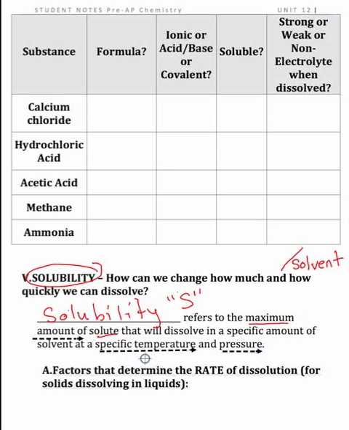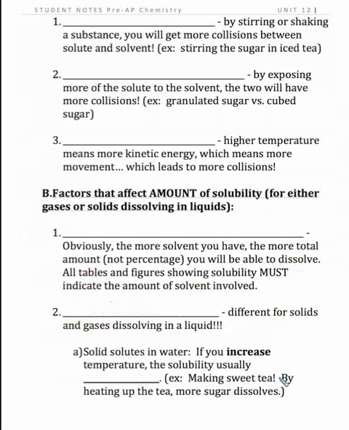We're talking about salts initially, and I want you to think about it. If you've got your tea and you're dissolving sugar in the tea, you'll get a lot more sugar in your tea if your tea is hot than you will if your tea is cold. So let's take a look at those factors that impact your solubility.